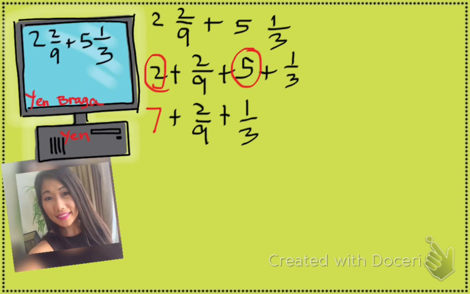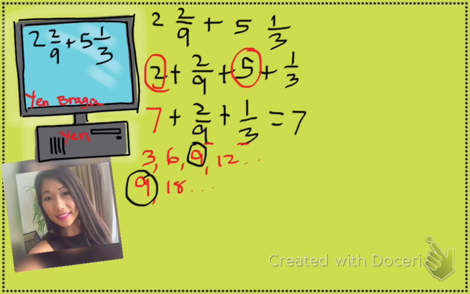Alright. Now, as you observe, they have different denominators. We have 9 and 3. So we will get the multiples of both denominators. Multiples of 3: 3, 6, 9, 12, and so on. Multiples of 9: 9, 18, and so on. And now we get our least common multiple. The smallest is 9. So we have now our new denominator. The common denominator that they have is 9.